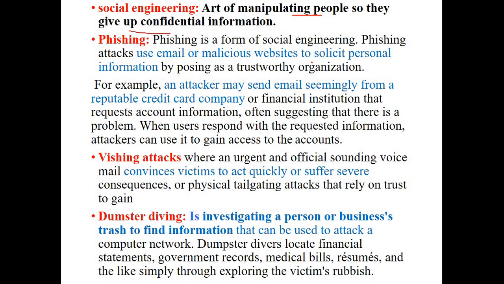Sometimes we get a phone call as if they are from a company. They try to ask for our personal information and extract it by manipulating people with attractive speech. This is called social engineering. Phishing attack is also a form of social engineering only. A phishing attack generally uses emails or malicious websites to solicit personal information by posing as a trustworthy organization.